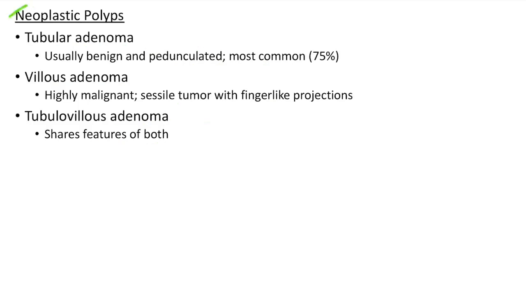Now let us see about neoplastic polyps. The various types include tubular, villus, and tubular villus adenoma. Tubular adenoma is usually benign and pedunculated. It is the most common neoplastic intestinal polyp. It accounts for 75% of cases.